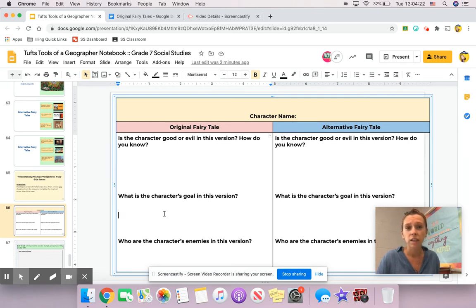Her goal is kind of to be free, right? She wants to be free from the evil stepsisters and the evil stepmother. And she wants to marry Prince Charming. Who are her enemies? Well, again, probably the evil stepmother and stepsisters. I would type Cinderella up here because that's who I'm focusing on. And then once I've read the alternative, I would answer the questions about that version.